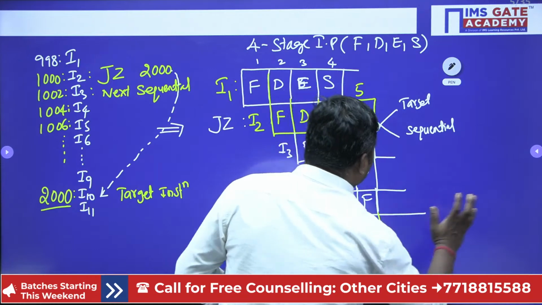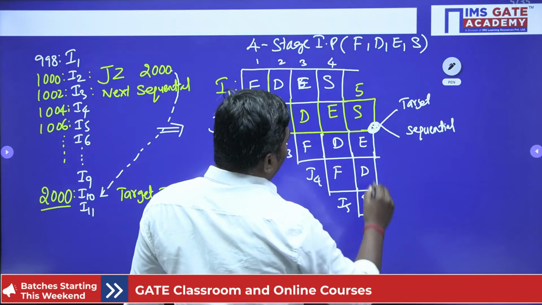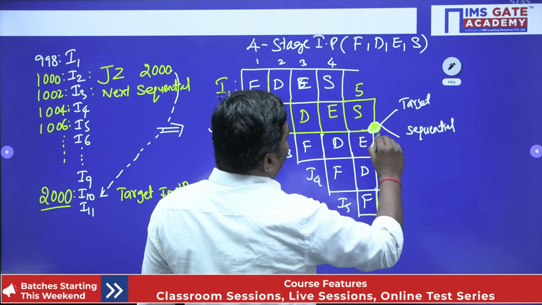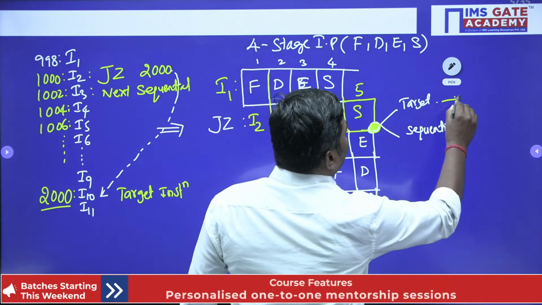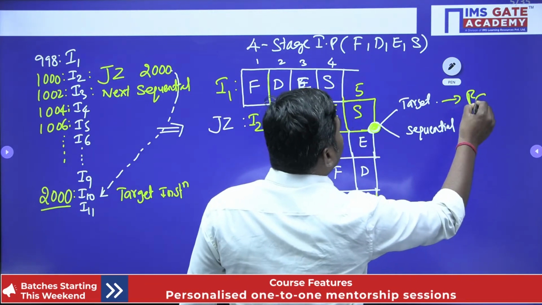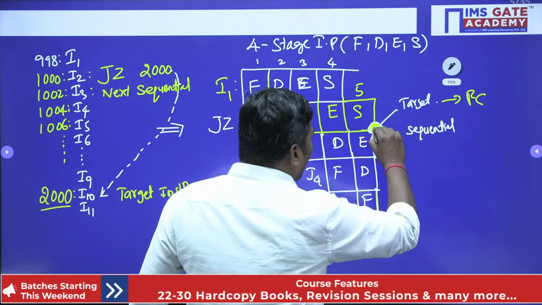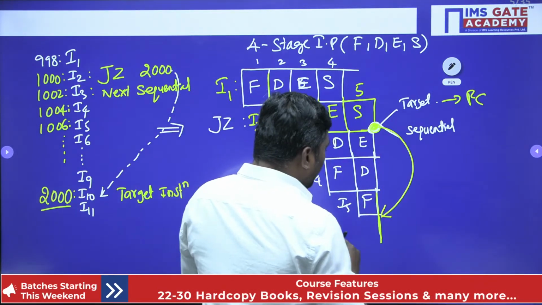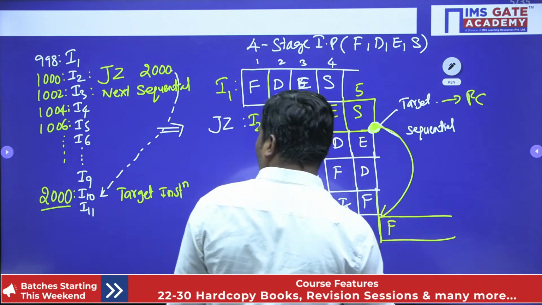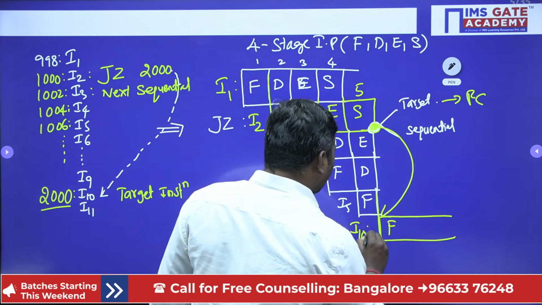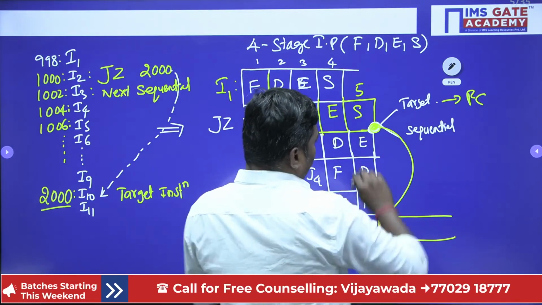In the next clock, the 6th clock, please observe. At the end of this stage we got the address 2000, and we updated it into the PC, the program counter. So the PC value is now 2000, and it is going to fetch instruction I10 in the next clock. This is the target instruction of the branch. So you are fetching this one.